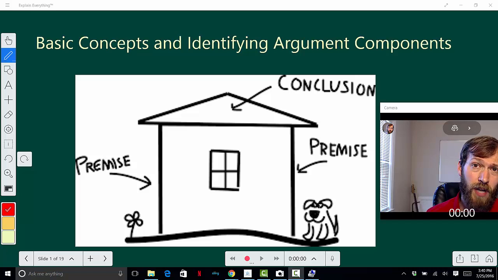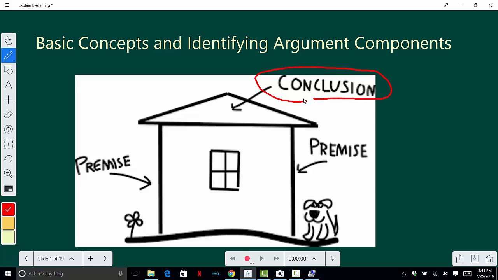So we're going to talk about its components, we're going to define arguments, and then we're going to turn and learn how we can identify the various components of an argument. Specifically, we're going to need to be able to tell the difference between a conclusion and a premise, and how to identify those in an argument. And as this picture is suggesting, our premises support our conclusion, just in the same way that the main part of a house supports the roof.